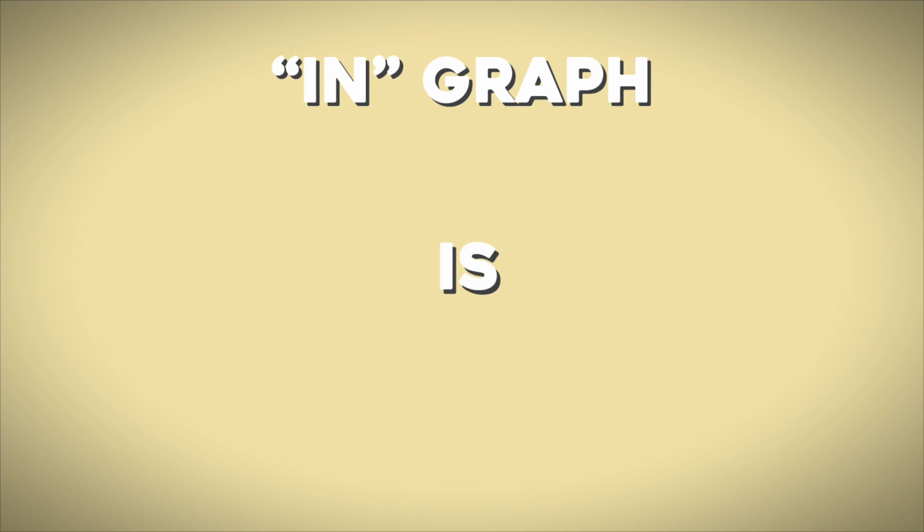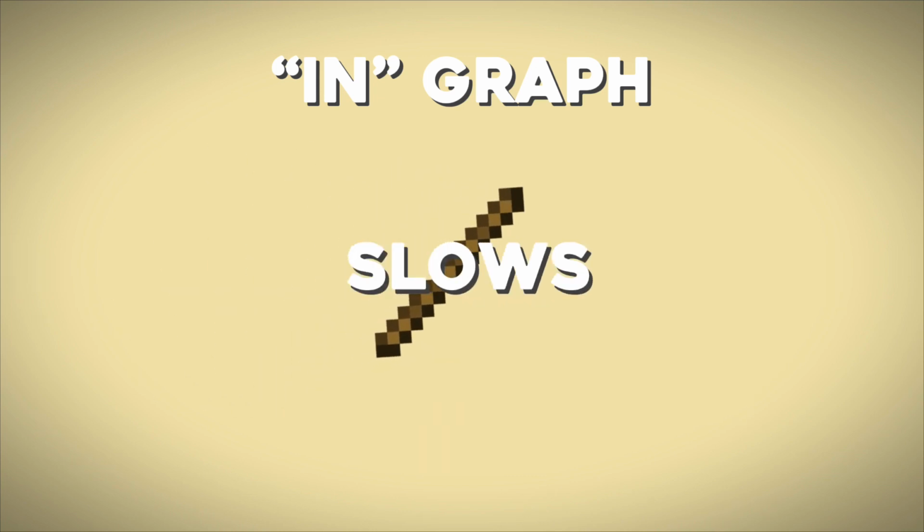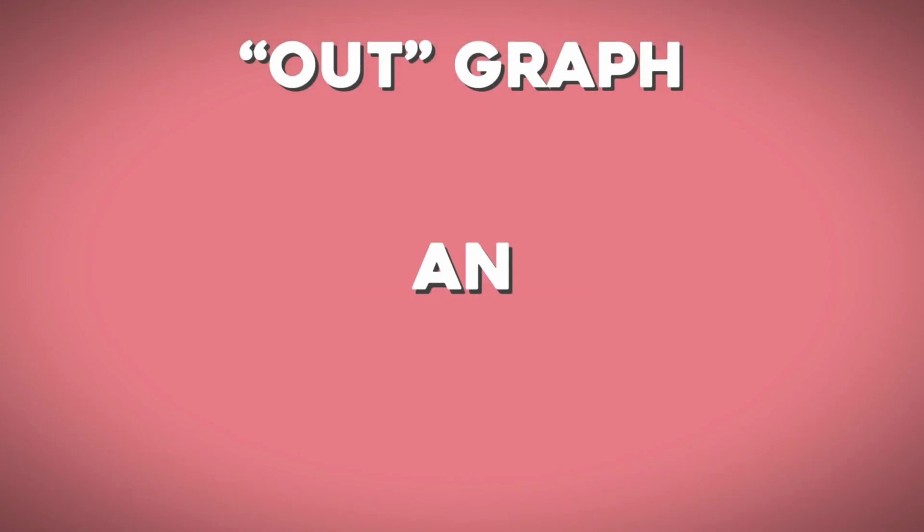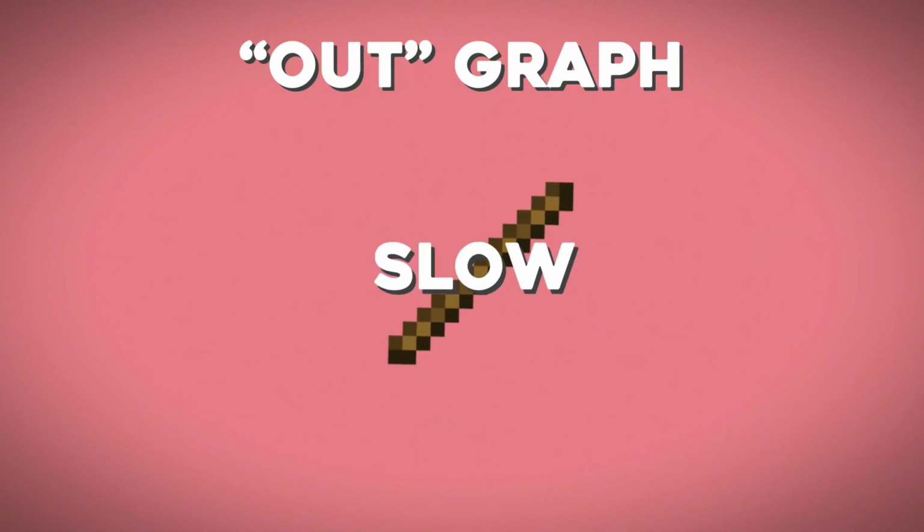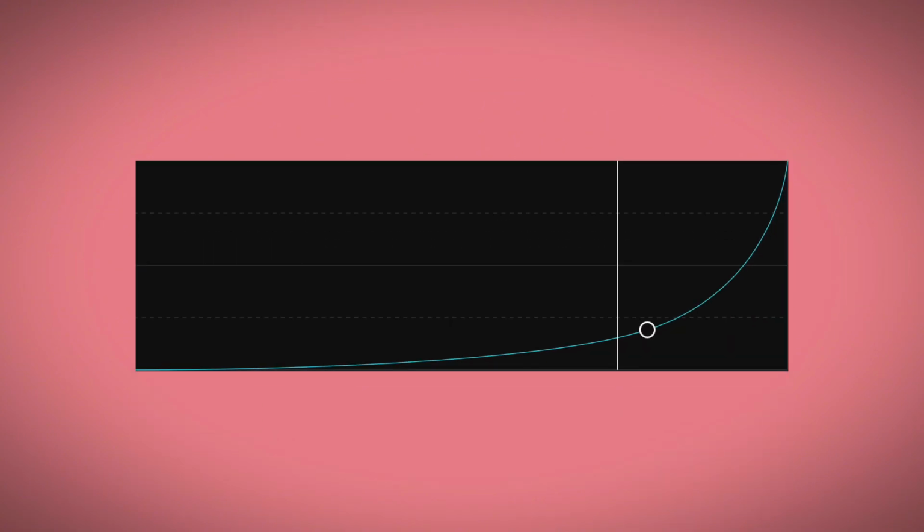An in graph is when the object that you want to come onto the screen goes fast and slows down, and this is how the graph looks. Next, we have the out graph. An out graph is when the object that you want to go off the screen starts slow, then speeds up. This is how that graph looks.